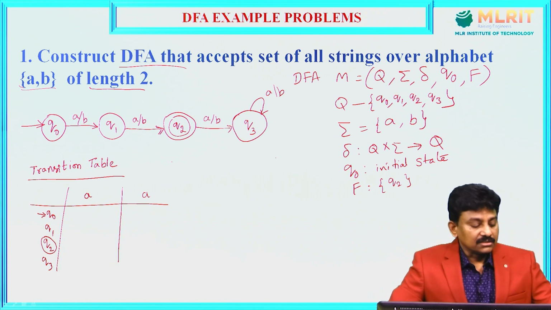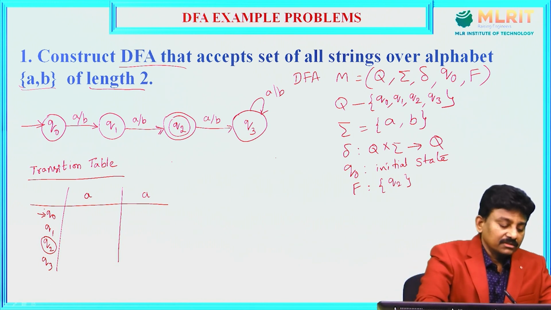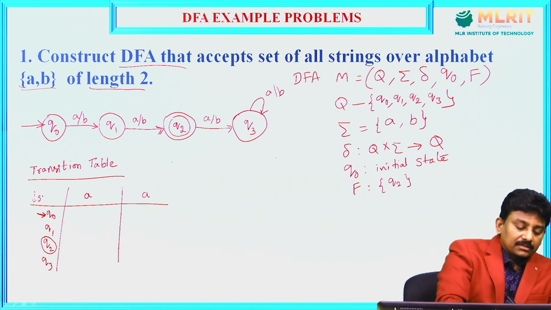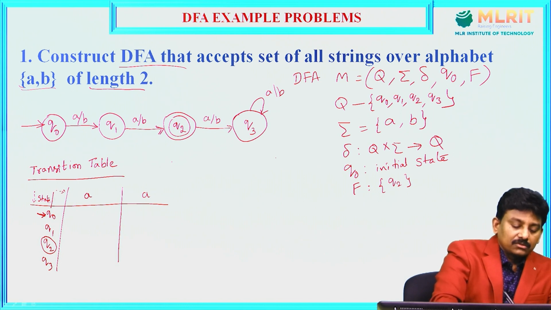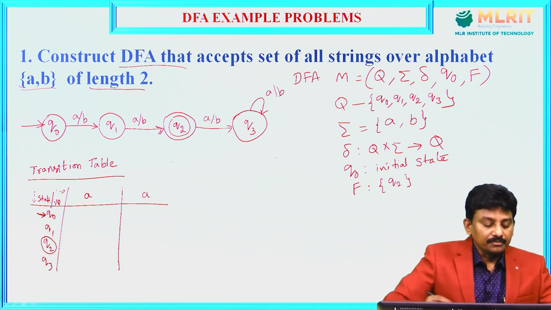In the state transition diagram, we can represent the final state by drawing a double circle and the initial state with a small arrow coming towards the state. So, this column indicates state. These rows indicate states, columns indicate input symbols. Now, the transitions. This is the transition table.